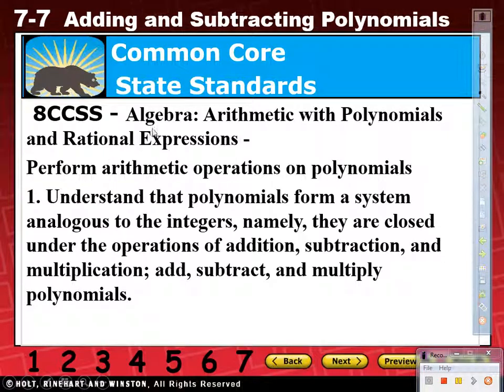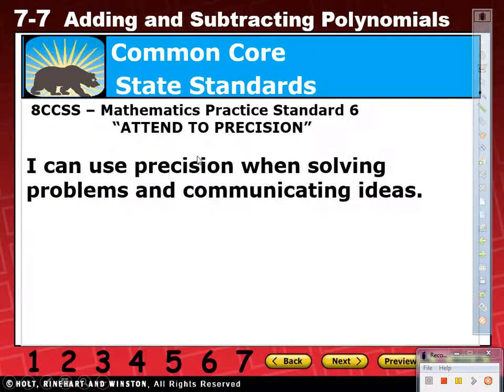The standard for algebra is understanding polynomials. We're going to be adding, subtracting, multiplying, and dividing stuff. But the one I wanted you to remember is Math Practice Standard number 6, which is attend to precision. Math Practice Standard number 6.